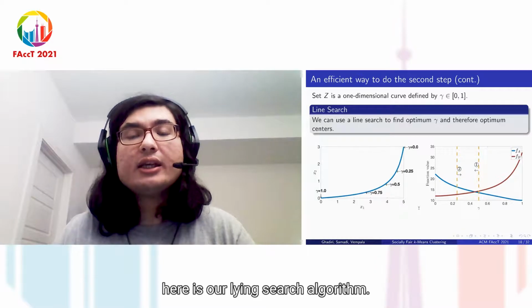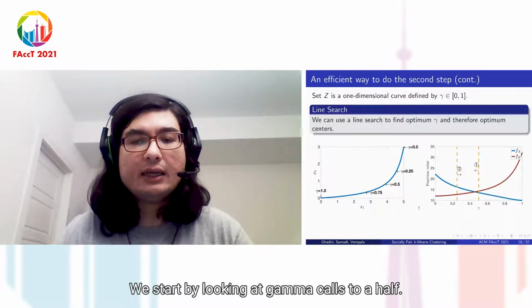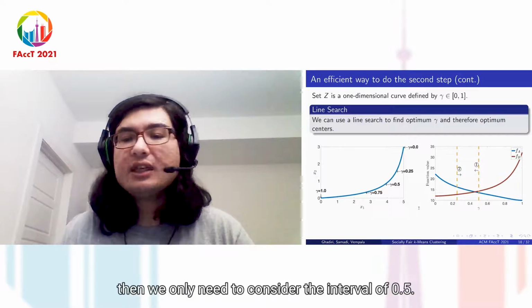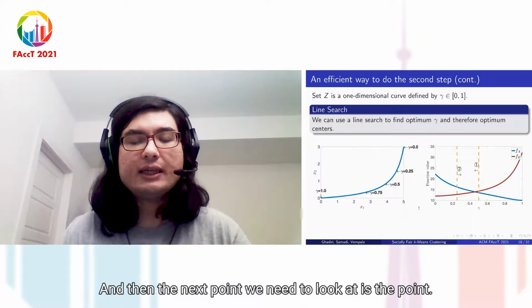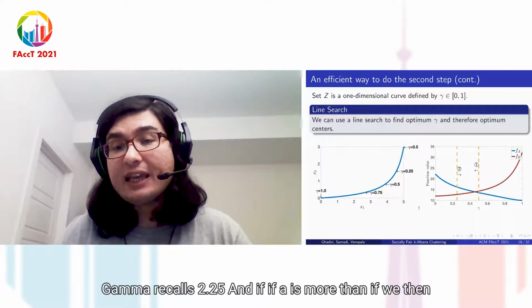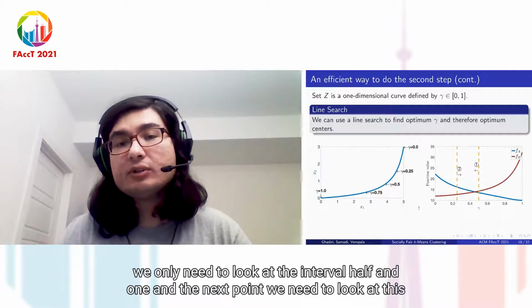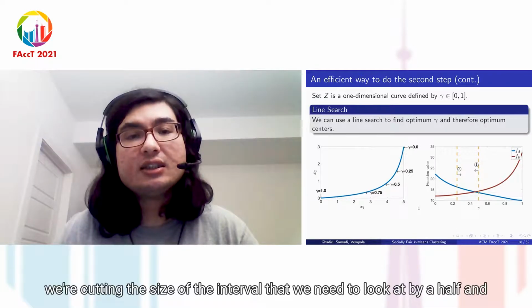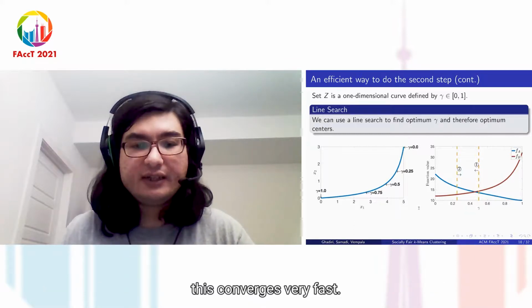So here is our line search algorithm. We start by looking at gamma equals a half. If fb is more than fa for gamma equals a half, then we only need to consider the interval of 0 and a half, and the next point we need to look at is gamma equals 0.25. If fa is more than fb, then we only need to look at the interval half and 1, and the next point we need to look at is 0.75. Therefore, in each iteration, we're cutting the size of the interval that we need to look at by a half, and therefore this converges very fast.